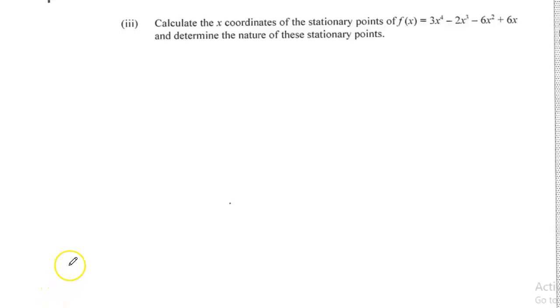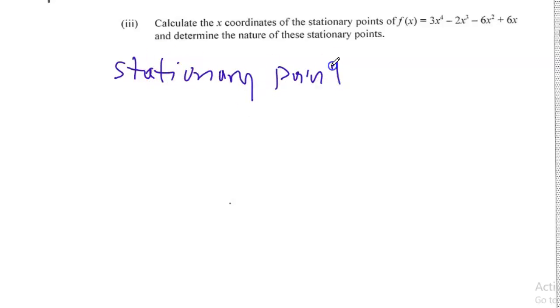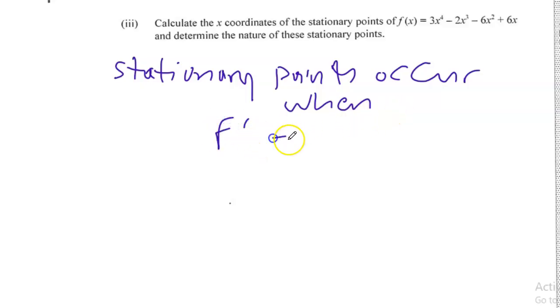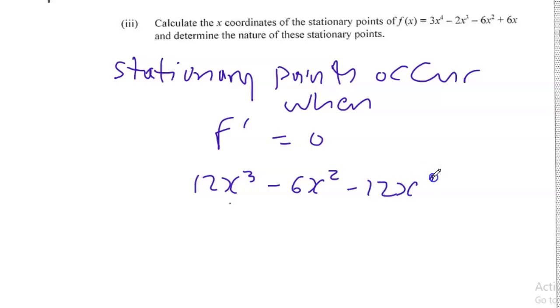Part 3, calculate the x-coordinates of the stationary points of the function and determine the nature of these stationary points. So stationary points occur when f prime equal to 0, right? So f prime, remember what f prime was? 12x cubed minus 6x squared minus 12x plus 6 equated to 0, right?